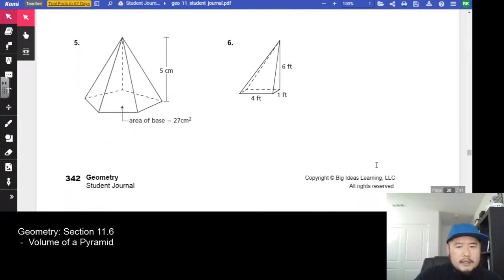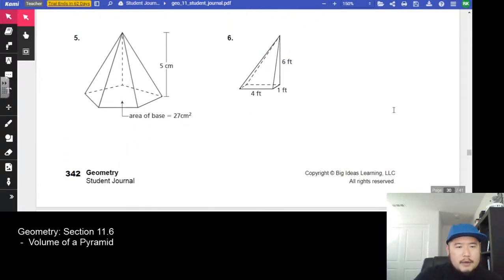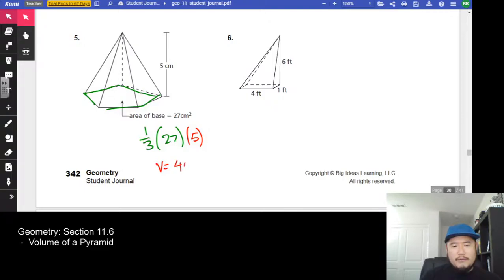Let's go ahead and take a look next up at number 5. This happens to be a pentagonal pyramid. Okay, the base right here is a pentagon, but luckily they tell you what the area of this base is, and it's 27, right? So we can go ahead and plug in 27 right there, multiply it by the height of 5. So 1/3 of 27 is 9. 9 times 5, 45. So we have volume is equal to 45 centimeters cubed.